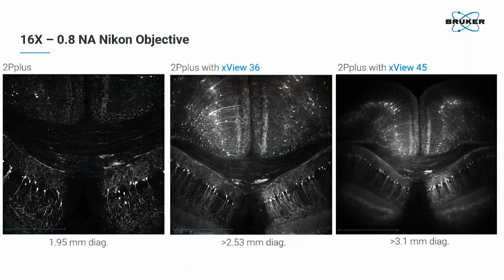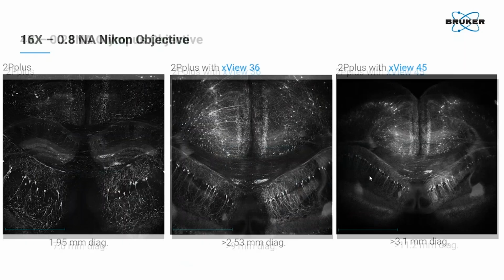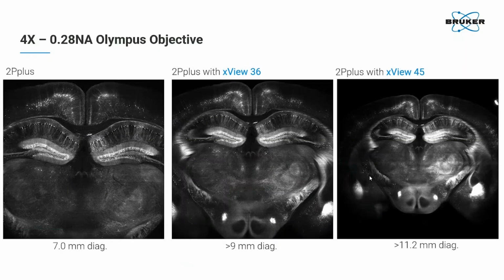And this is the sort of data that you get comparing our standard field of view, which is already pretty big with field number 28, to xView 36, which is a 36 millimeter field number equivalent, all the way up to our largest field number equivalent, which is 45. It's compatible with multiple objective lenses, and so you're not stuck with one. You could use it with a low mag objective lens like this 4x objective lens in order to get even bigger fields of view with our xView modules.